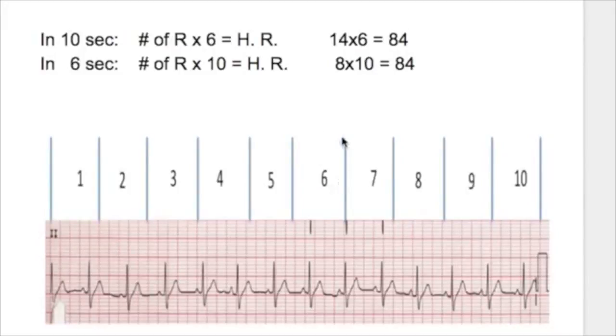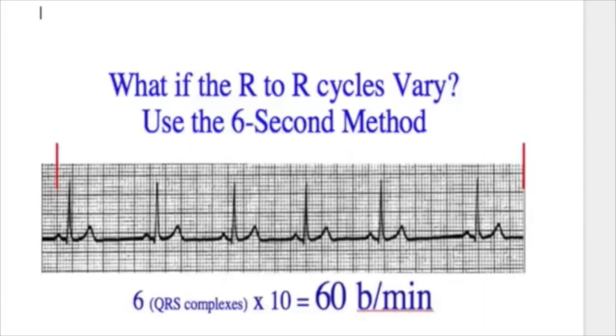And the other method is that you take a 6-second strip. In 6 seconds, you count the number of R and multiply it by 10. That gives you the heart rate. See, here is a 6-second strip. And in this strip, we have 1, 2, 3, 4, 5, 6 R. So 10 times 6, the heart rate is 60 beats per minute.